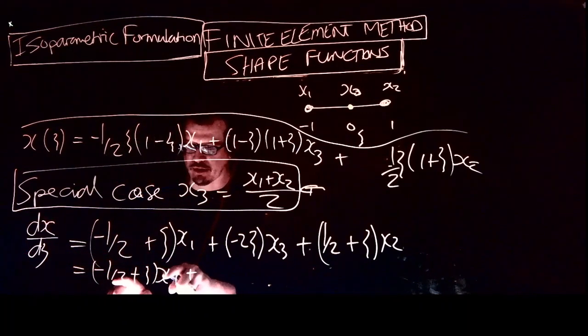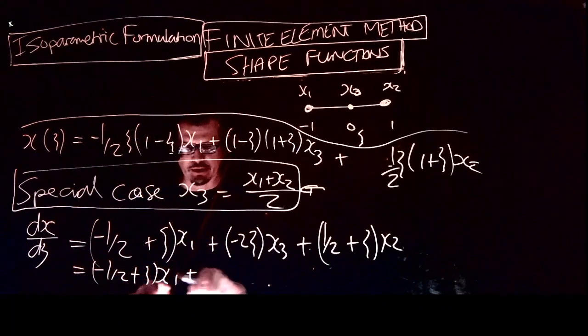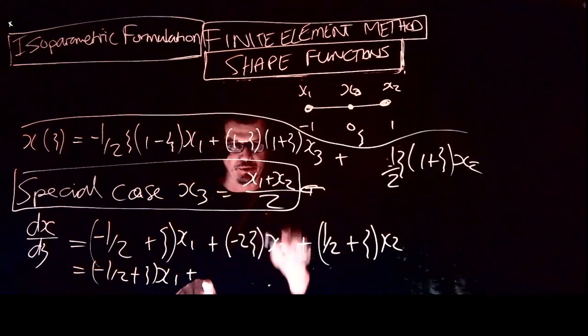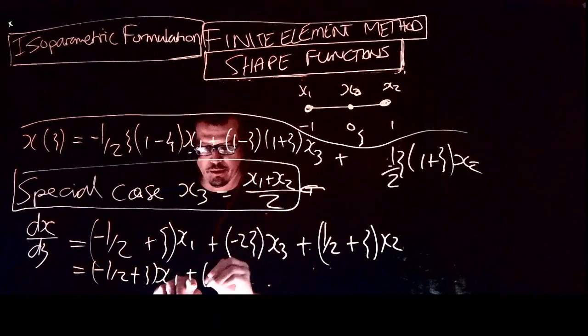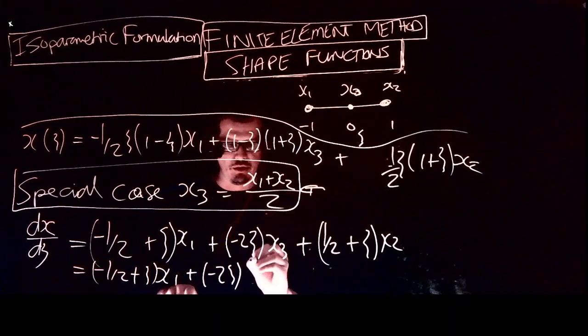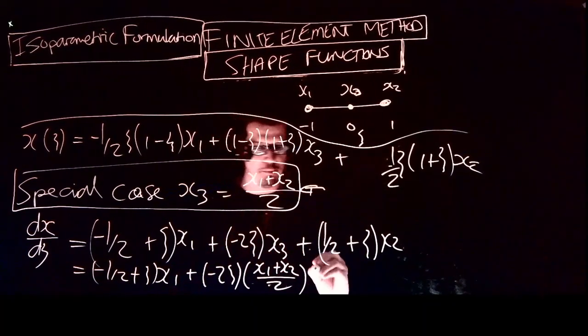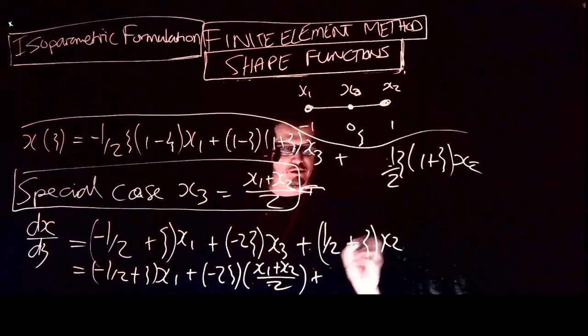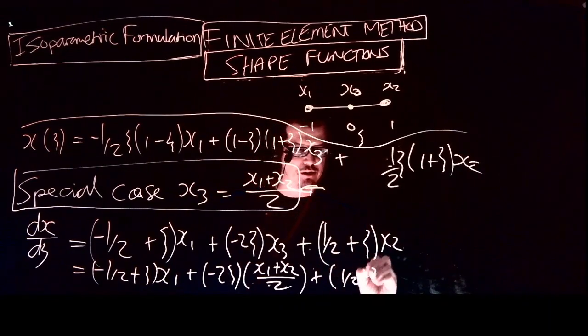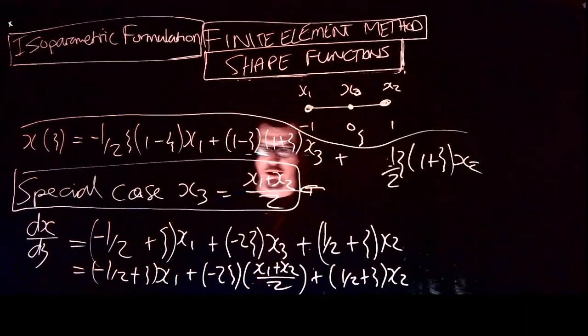But anyway, the bottom line is when I look at this derivative and I have this substituted, minus a half, this is the x1, then this is the term that I'm going to substitute in. So this is then minus 2 psi, substitute in there x1 plus x2 over 2, plus this term here, which is just a half plus psi x2. Okay. So this is what we've got.